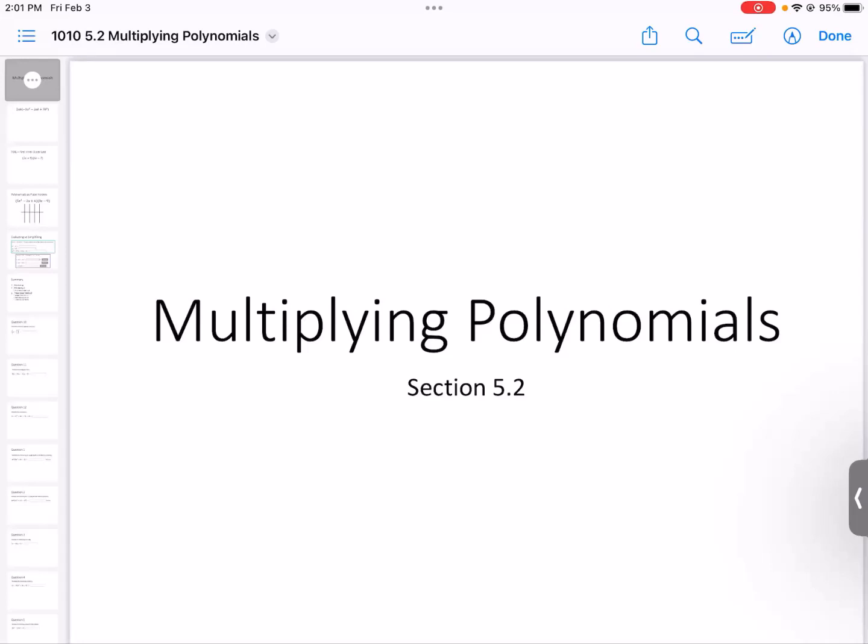dungeon. All right, so our lesson today is section 5.2. We're going to learn about how to multiply polynomials.